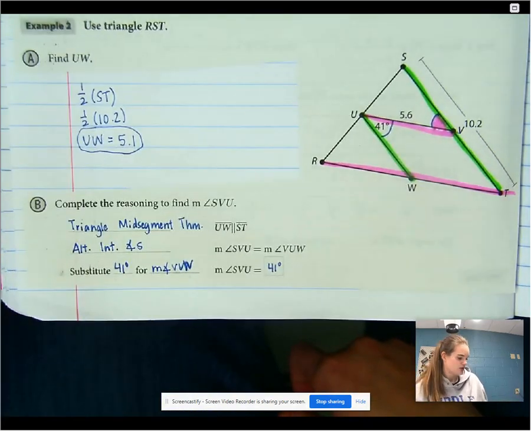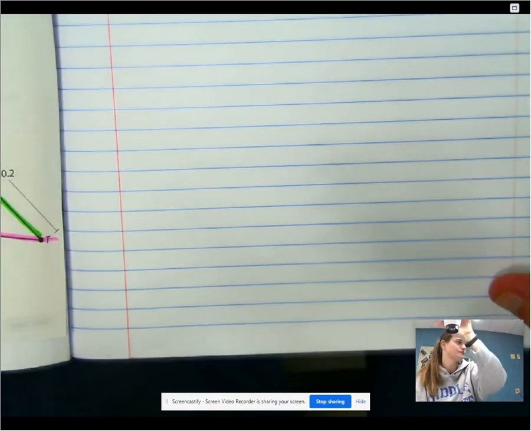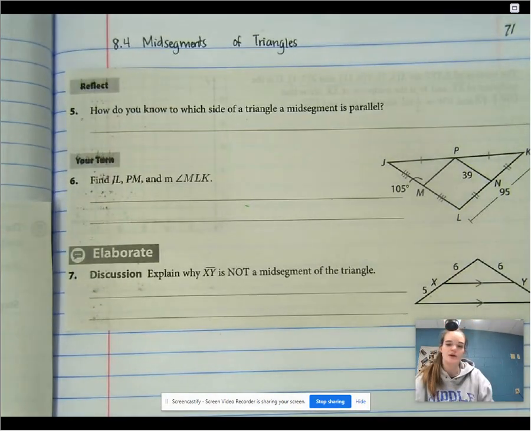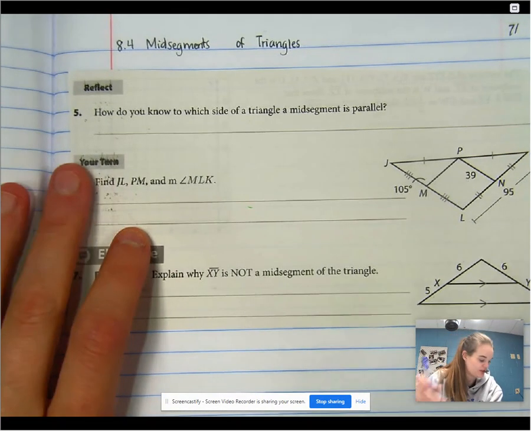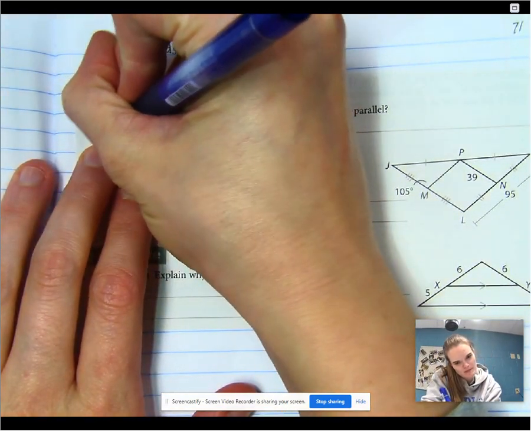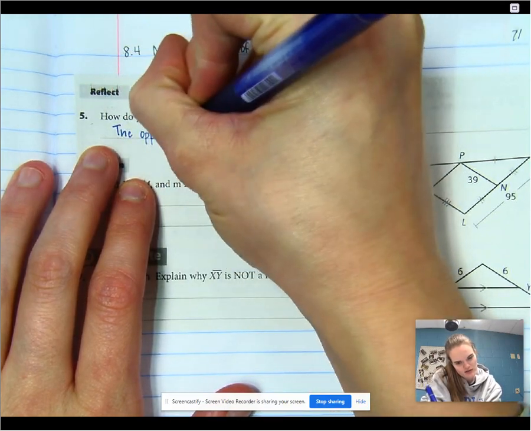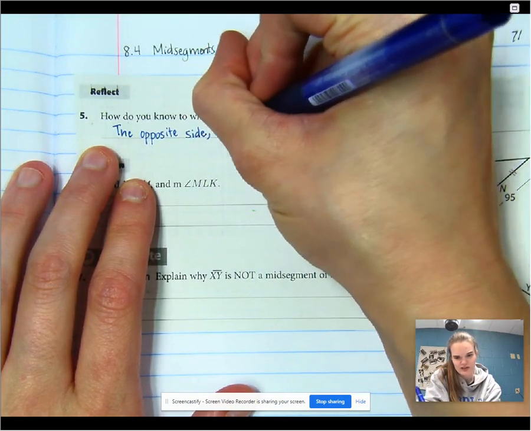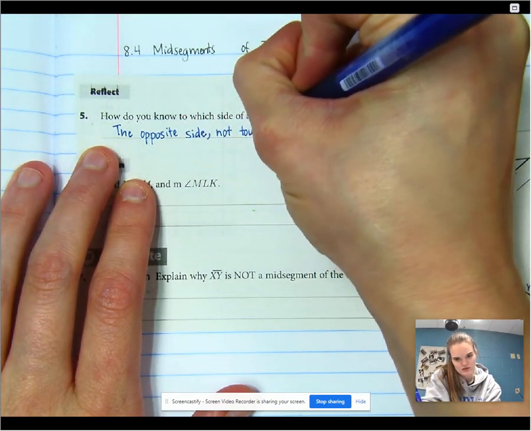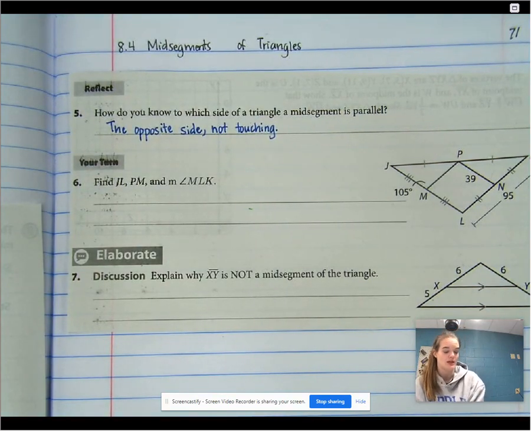Okay. Now we're going to talk about what we glued in on page 71. Okay, number 5. How do you know to which side of a triangle a midsegment is parallel? Well, that is the opposite side, or the non-touching side. So very specifically, it's the side that it does not touch. Okay. Number 6, I want you to pause the video and try that. It's just like what we did on A and B.